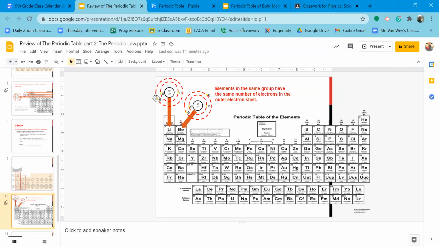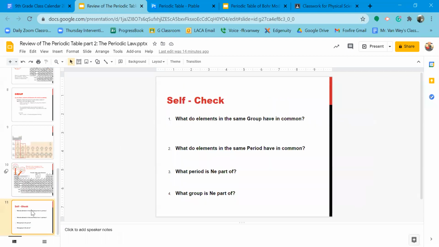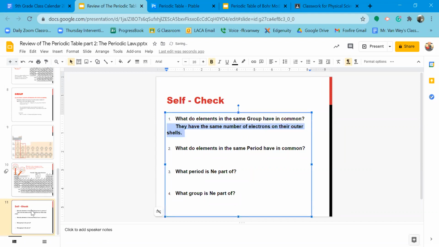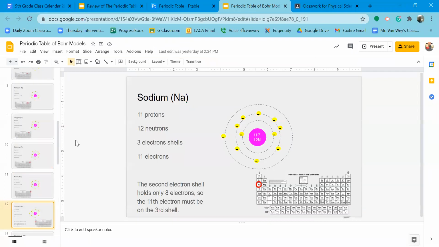Group 1, you can see here it has 1 electron in its outer shell. Group 2, it has 2 electrons in its outermost shell. So now the self-check. Question 1 is, what do elements in the same group have in common? So if they're in the same group, remember, they have the same number of electrons in their outer shell. Okay, group 1, lithium and sodium, they have 1 electron in their outer shell.